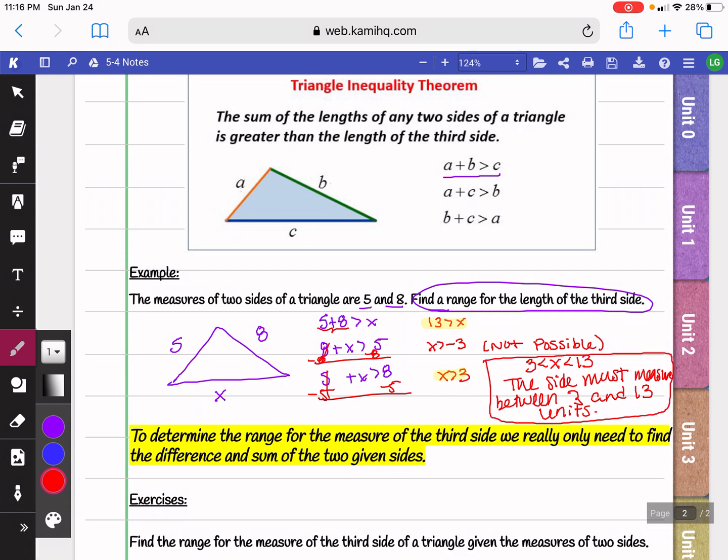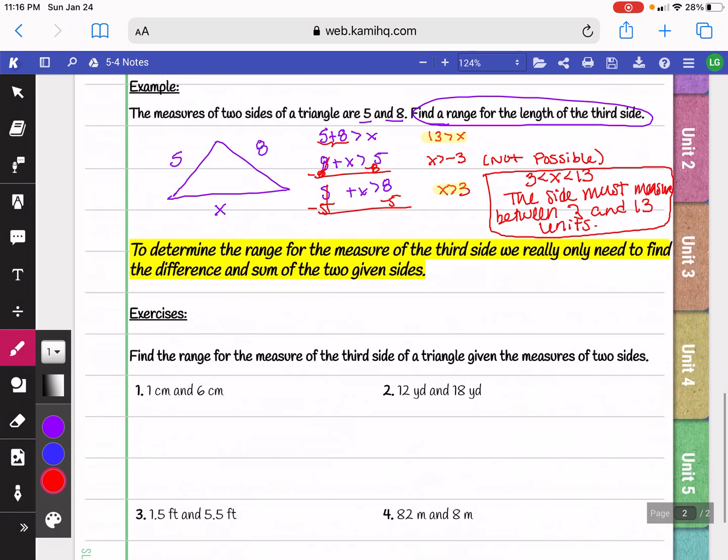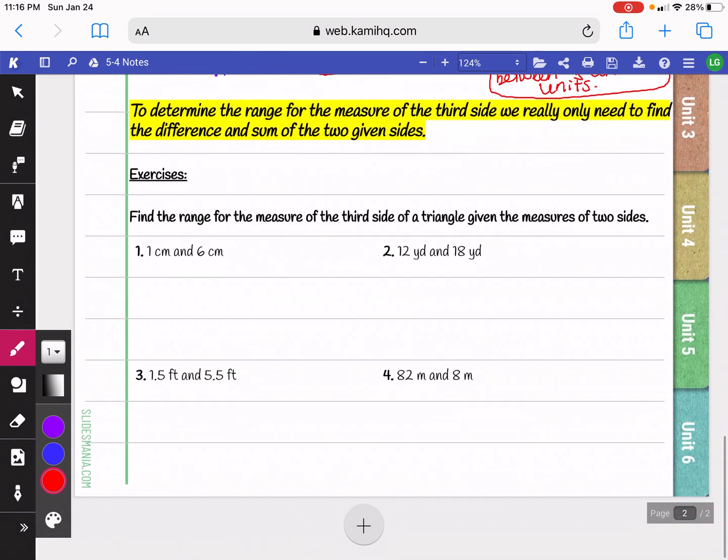Now, I just showed you how the theorem can be used to find this. You don't have to do all that work. A shortcut would be to just take the difference and sum of the two sides that are given. For example, here, if I had done 8 minus 5, I get 3. You add 8 plus 5, you get 13. And so your number for your other side must be between those two. So you're going to use the difference and the sum. So in the next problems, we'll do that to save time.